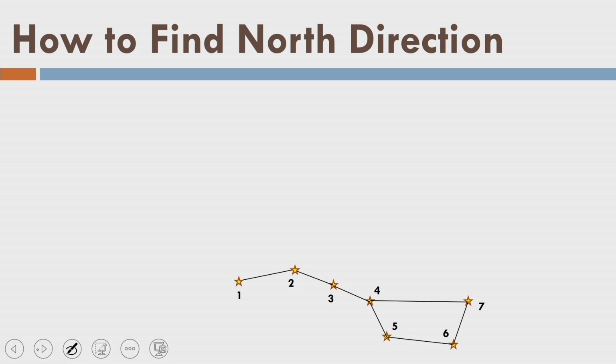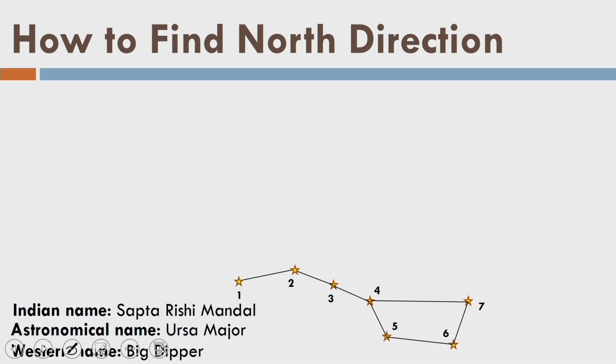Now you can see that stars 4, 5, 6 and 7 are creating a kind of bowl shape, right? And stars 1, 2, 3, 4 are creating the handle of the spoon. Now if you connect stars 6 and 7 and extend the line, this line will go to a star, and this is the pole star, Polaris or North Star. This 7-star constellation is called Ursa Major in astronomical terms, and its Western name is Big Dipper.